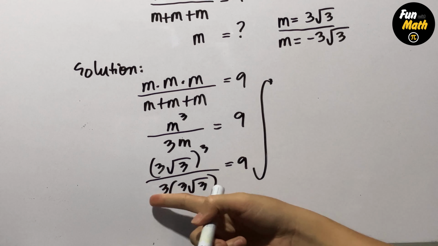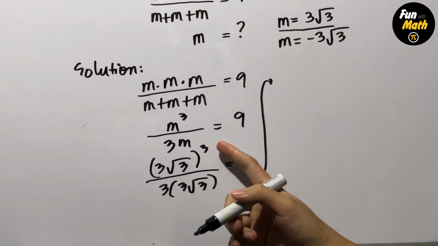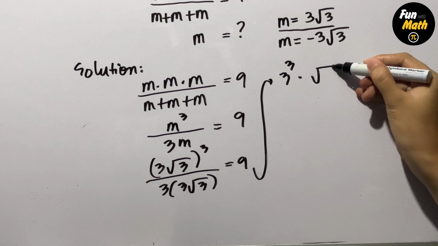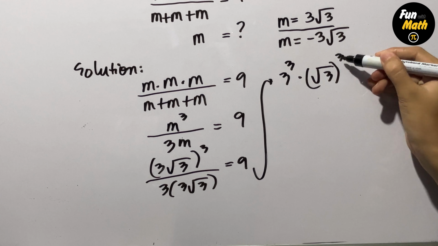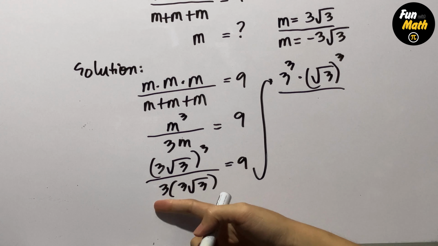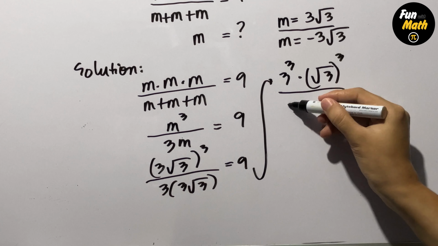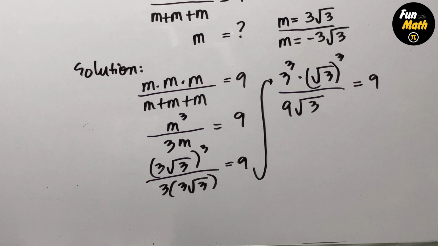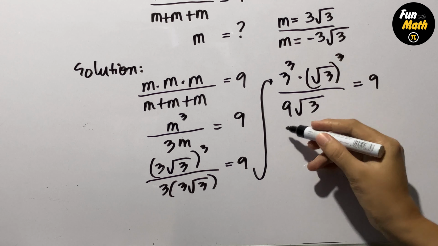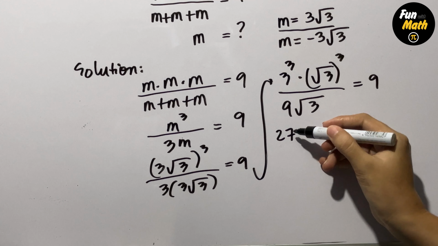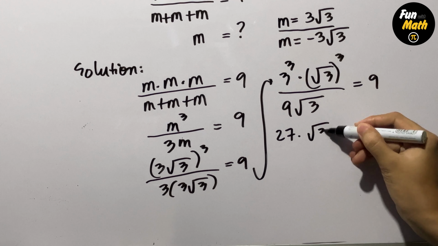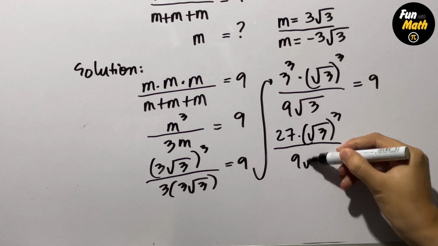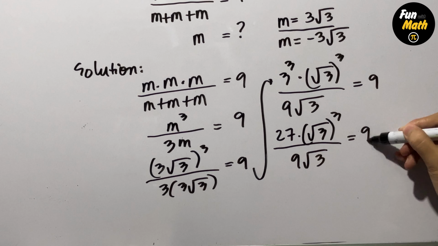Next, for this, we can separate with a power of 3. So 3 cubed times square root of 3 all to the power of 3 all over. Here we can multiply 3 times 3, that is 9 square root of 3 equals 9. Next, 3 cubed is equivalent to 27 times square root of 3 whole to the power of 3 all over 9 square root of 3 equals 9.